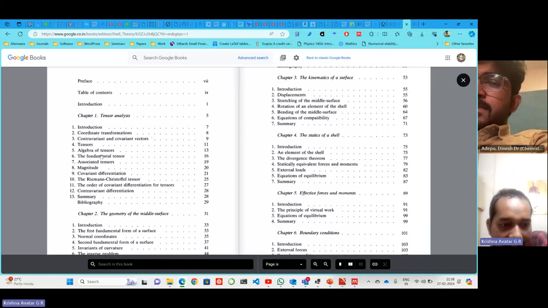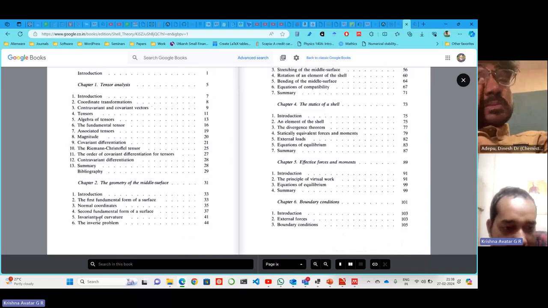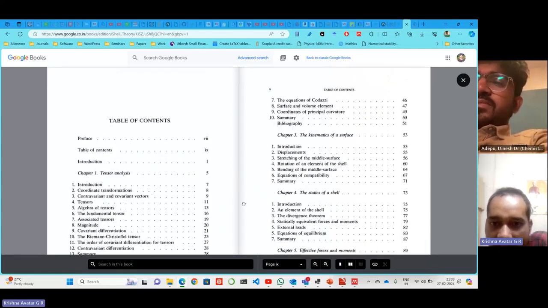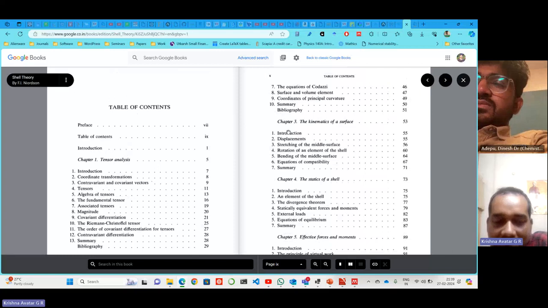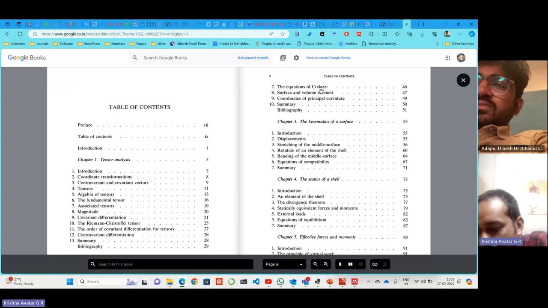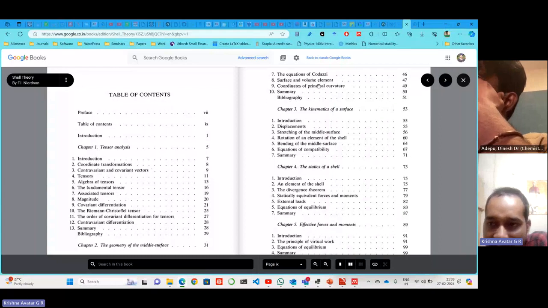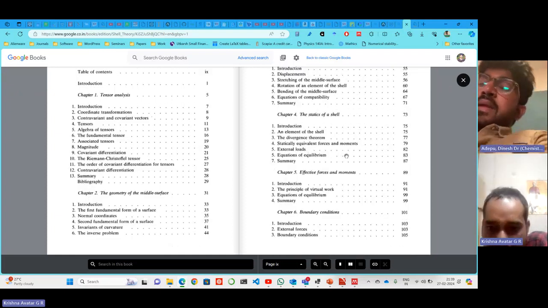So here it starts with tensor analysis, the coordinate transformation, contravariant transform, the tensors, covariant differentiation, Riemann-Christoffel tensor, then covariant differentiation, geometry of the middle surface. By now we have understood what the fundamental form, normal coordinate, second fundamental form, and invariants of curvature are. We know the inverse problem, and the equations of Gauss-Codazzi are just links. It's like a compatibility equation, like the Airy equation we had. Similarly we have the equations of Codazzi. They are also compatibility equations for the geometry of surfaces.